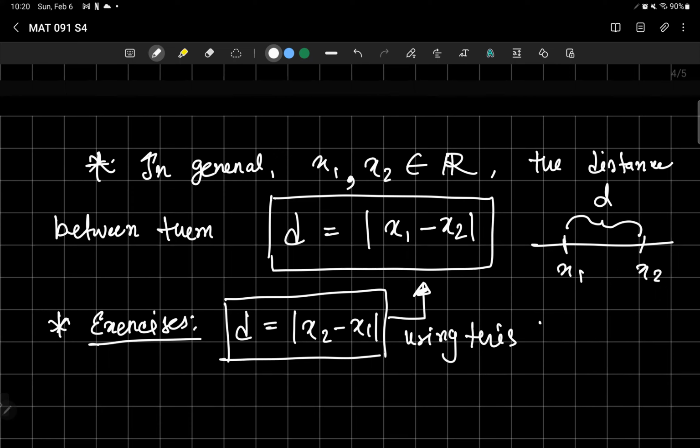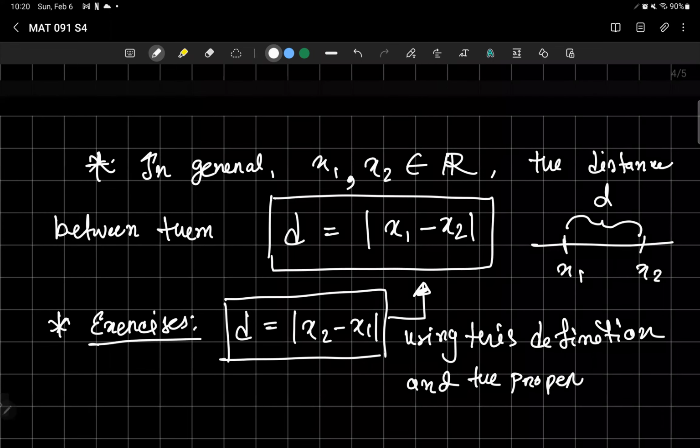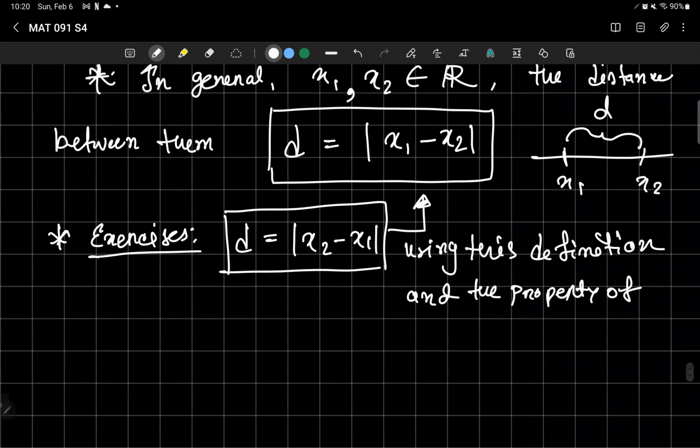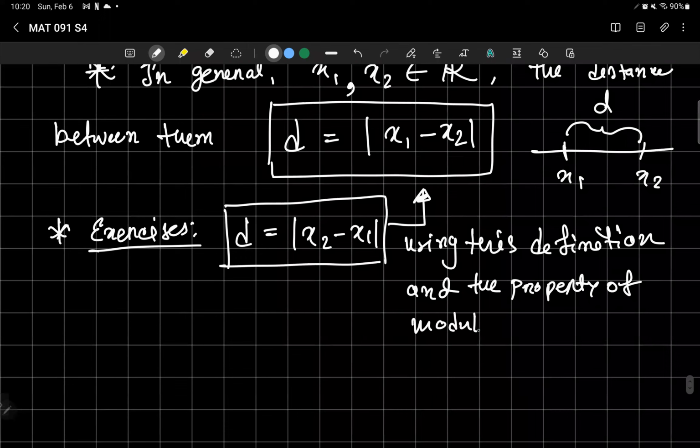Definition and the property of modulus. It is very obvious. Modulus means check here this. So try this out. These are not graded. I will not check them, but if you want, we can talk about it.